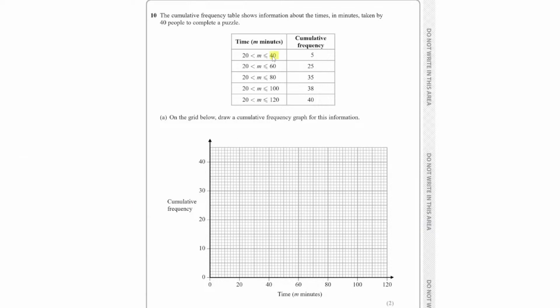So all you need to know is we're going to be plotting the right-hand side in terms of this range bit.